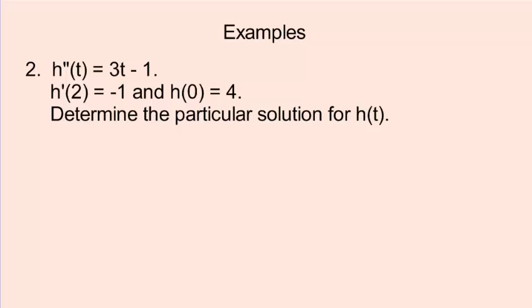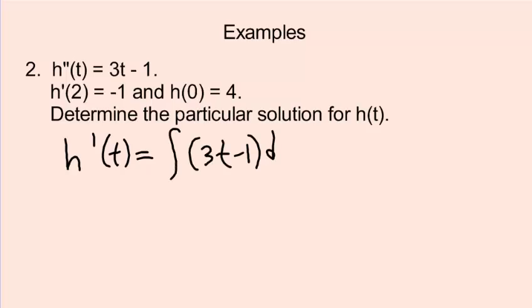All right, one more example here. They're a little more evil here. They're giving us h double prime and asking us to get all the way back to h. So I can at least get from h to h prime by differentiating the second derivative.